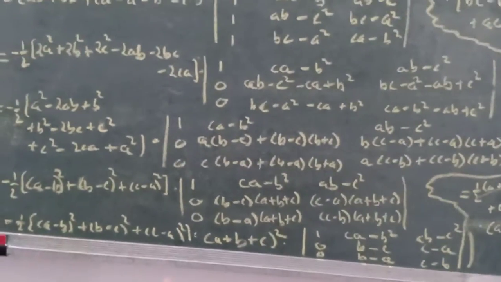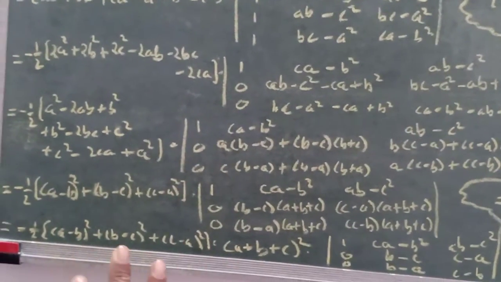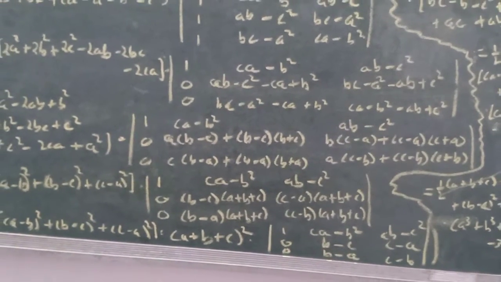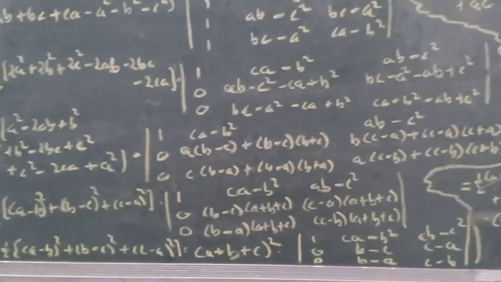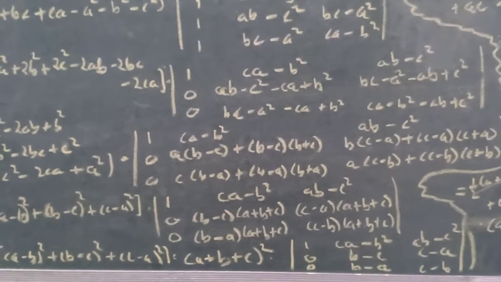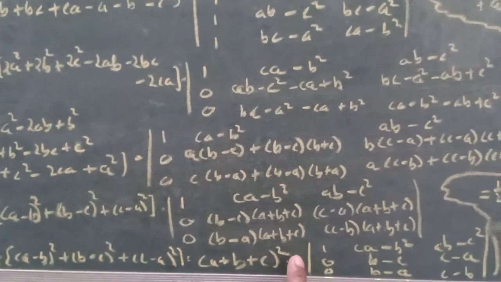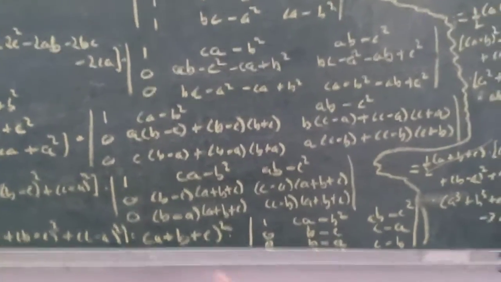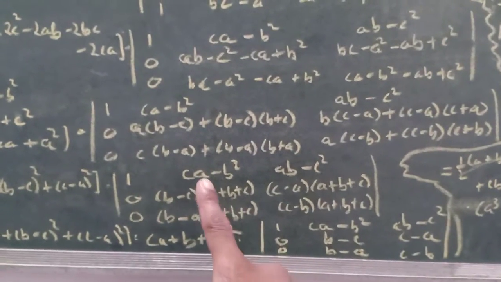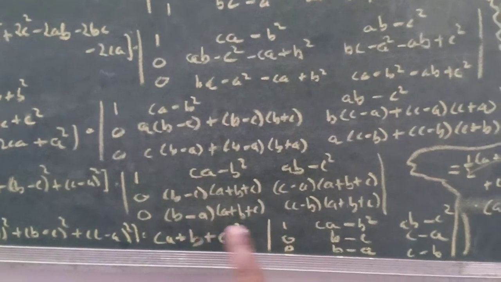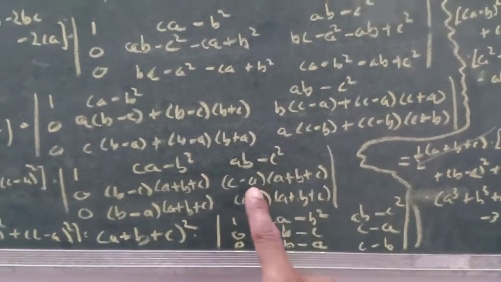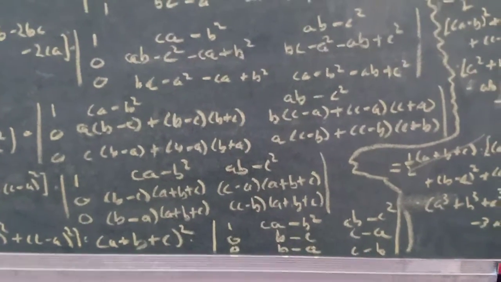Now the term which is outside the determinant will be as it is, and in this determinant from second row and third row I am taking A plus B plus C common, so it will get A plus B plus C the whole square, because two times we have taken A plus B plus C common. So what is left in the determinant? First column as it is, 1 0 0. Second column CA minus B square, B minus C, B minus A. AB minus C square as it is, C minus A, C minus B.